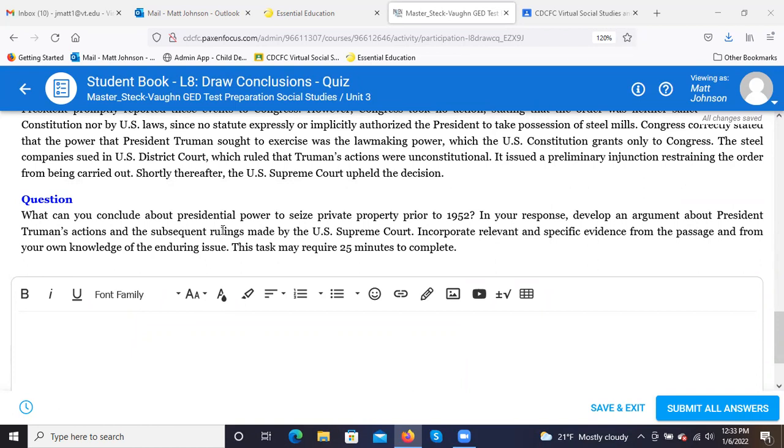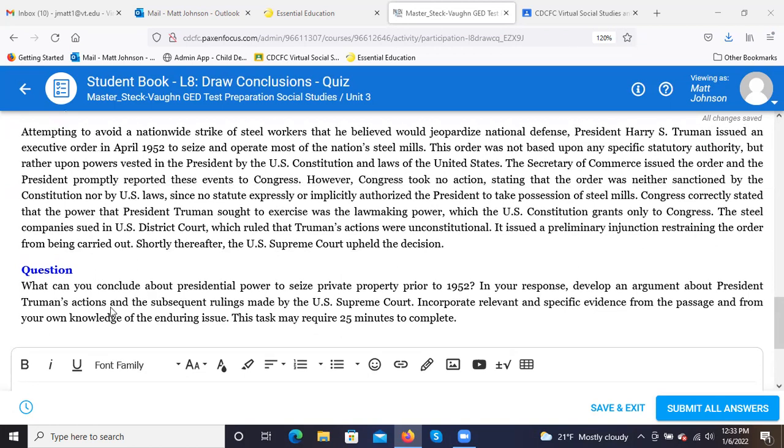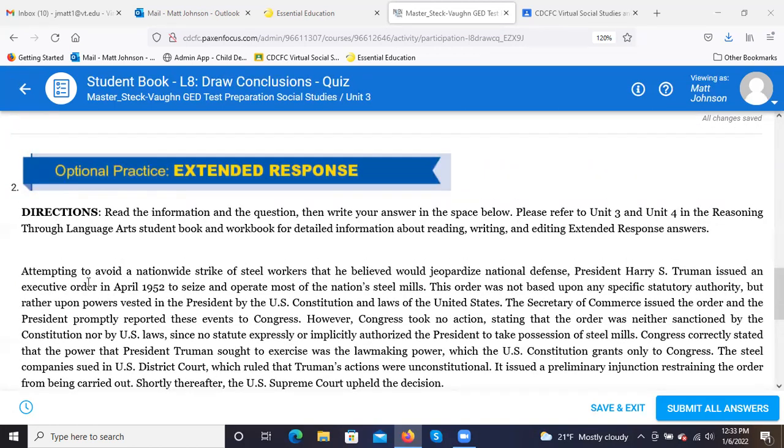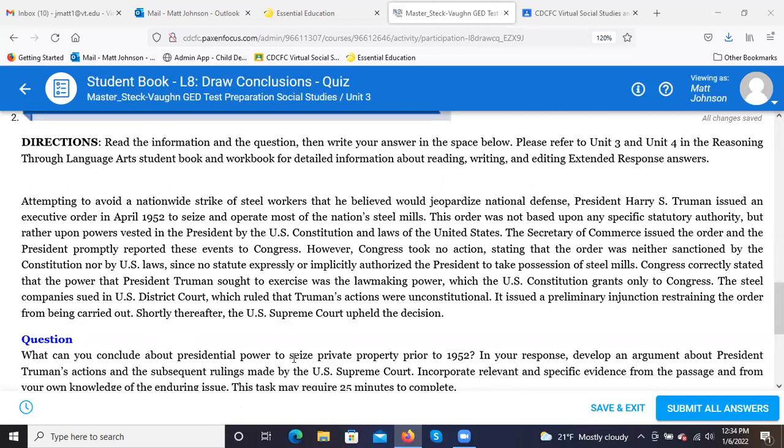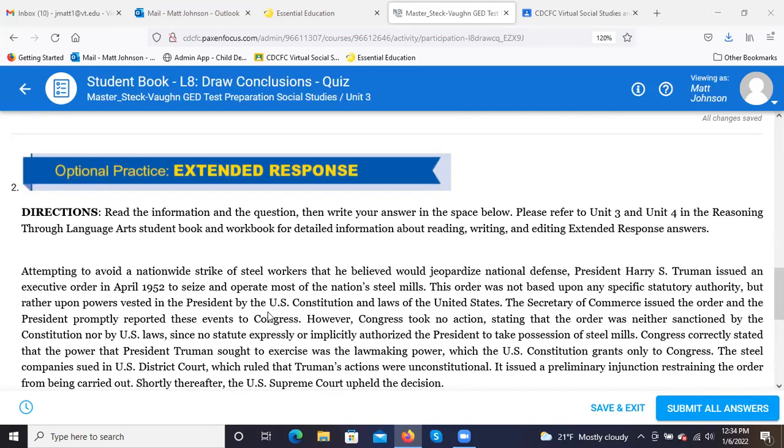So what it says here for our question: what can you conclude about presidential power to seize private property prior to 1952? In your response, develop an argument about President Truman's actions and the subsequent rulings made by the U.S. Supreme Court. Incorporate relevant and specific evidence from the passage and from your own knowledge of the enduring issue. And of course, on an exam, this would probably take you about 25 minutes. So I'm going to read through it here, and I want you to look for evidence. Read along with me. Look for evidence about things like presidential power to seize private property. What about the rulings made by the U.S. Supreme Court? So keep in mind, that's what we're looking for, that we need to incorporate into our answer, okay?